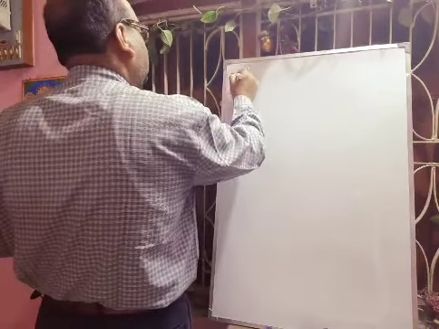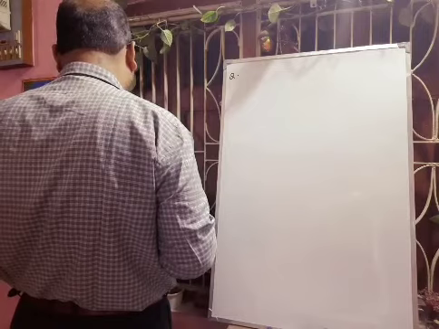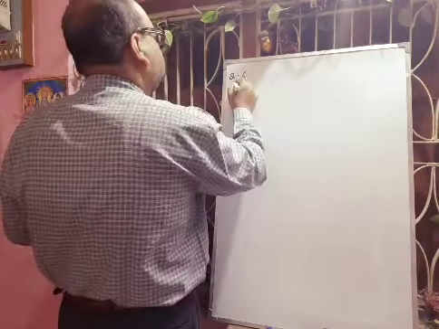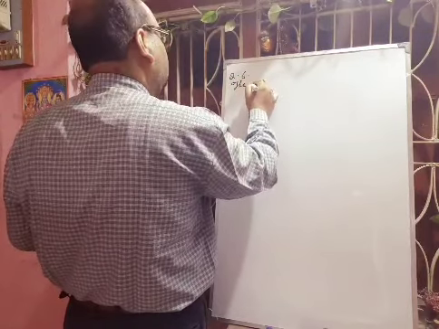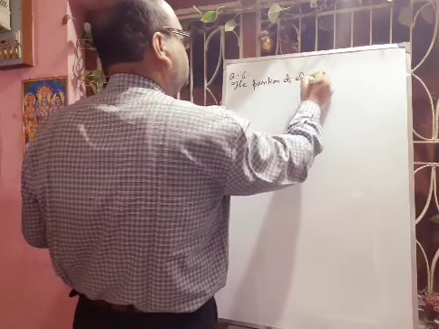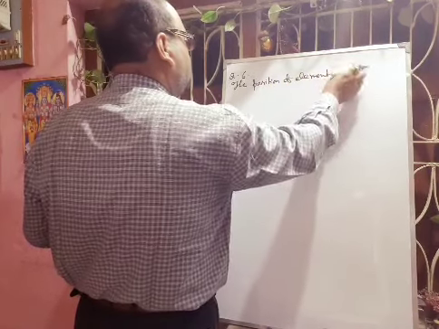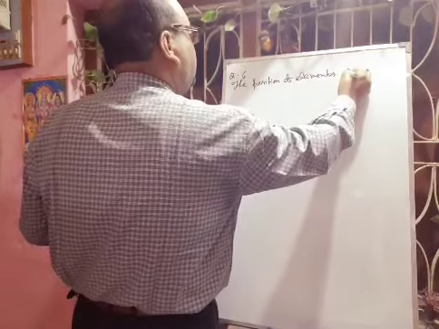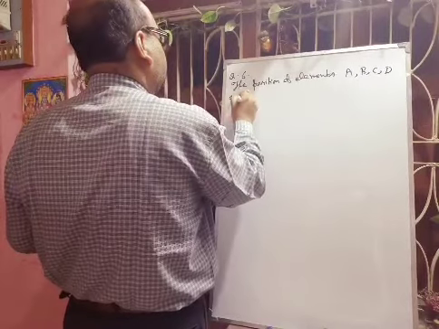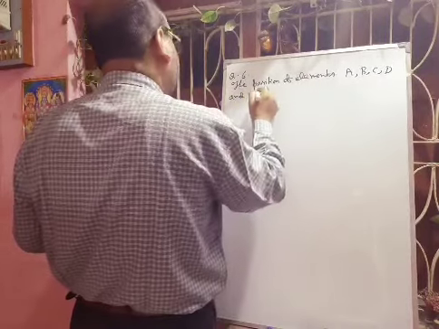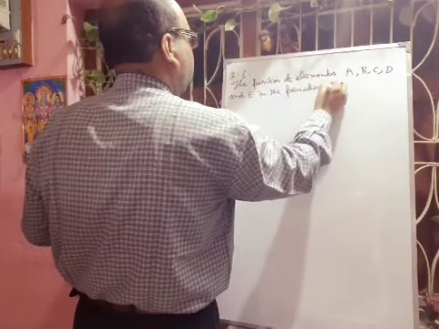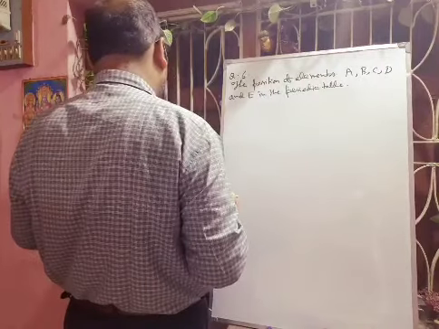That question number 6. Here the question is: given the position of elements A, B, C, D and E in the periodic table are shown.